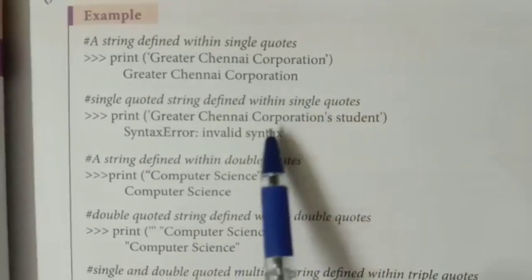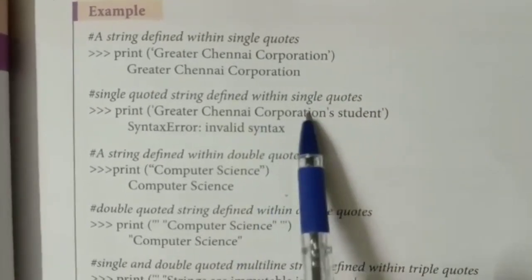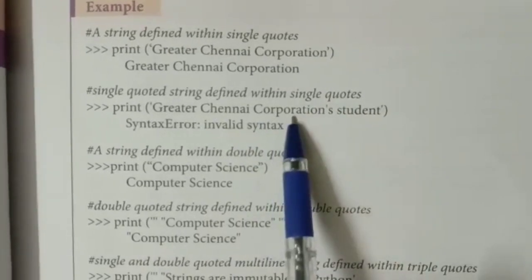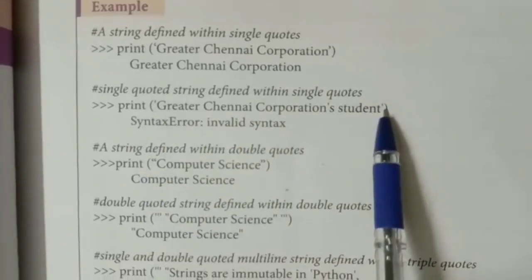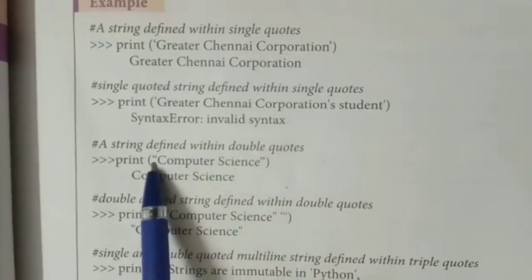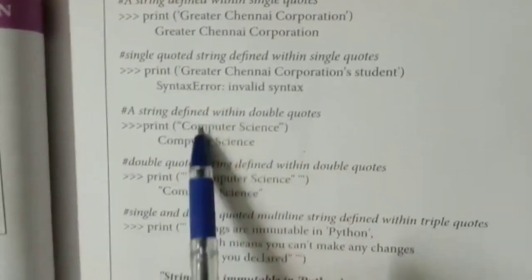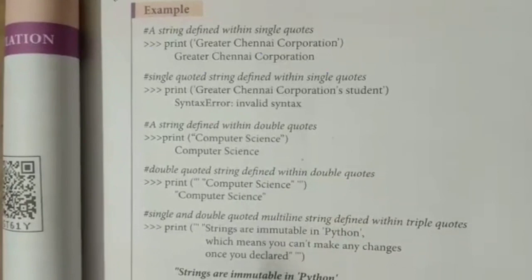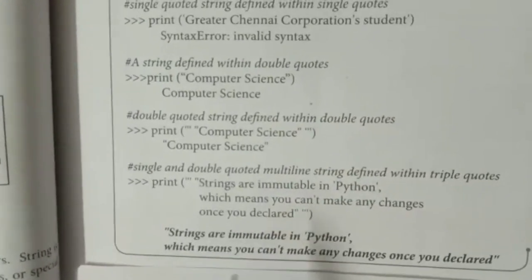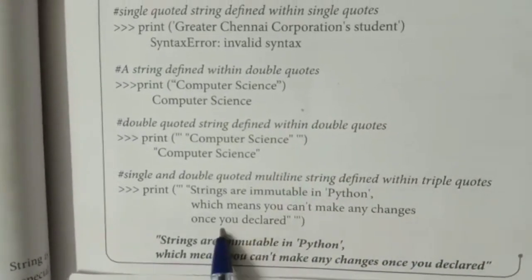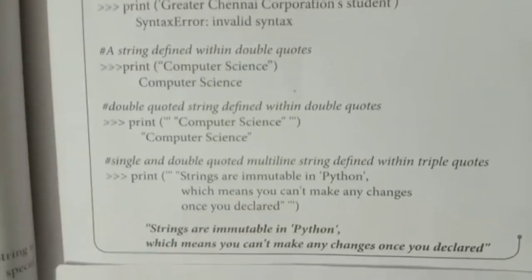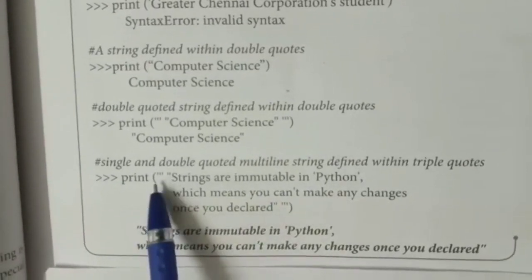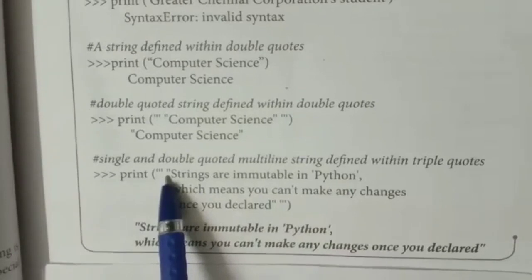Now when you are going to use a single quote word inside the string, you can't use single quotes; you have to go for double quotes. Within the double quotes, computer science. If you are going to use any quotation words, that is, any quotes which have to be given in double quotes, then you have to go for triple quotes.